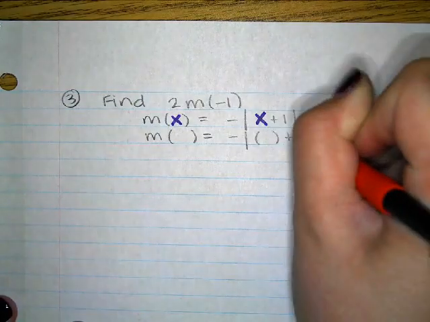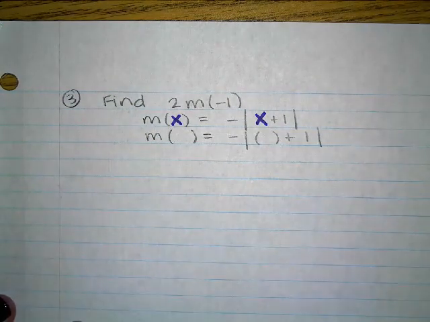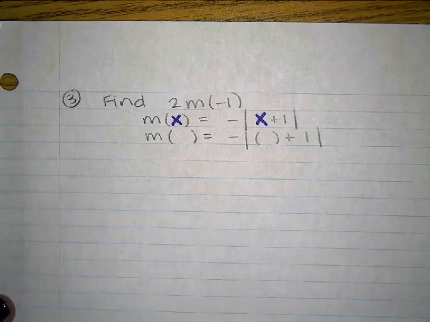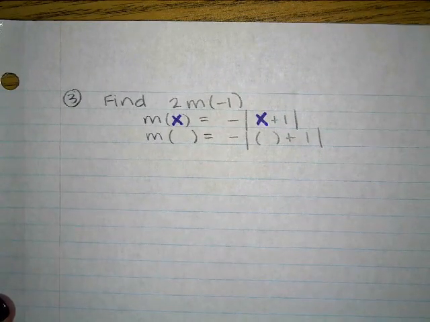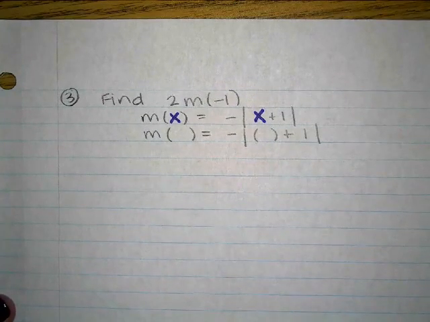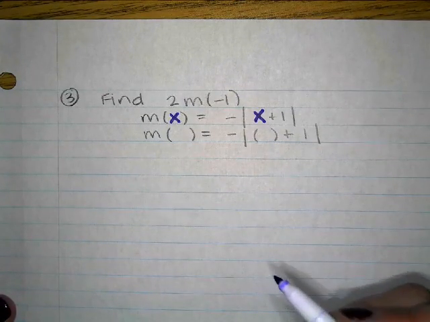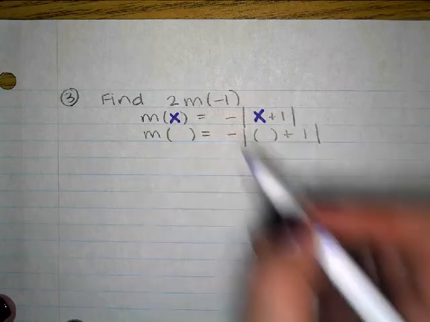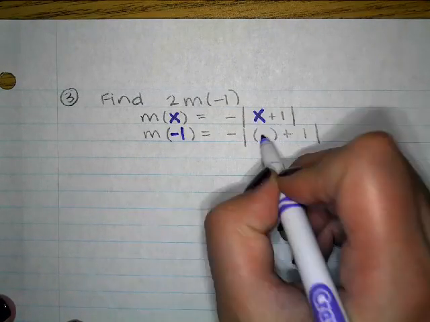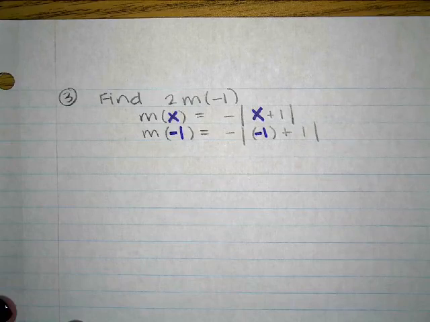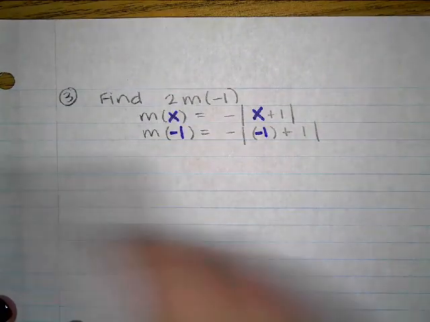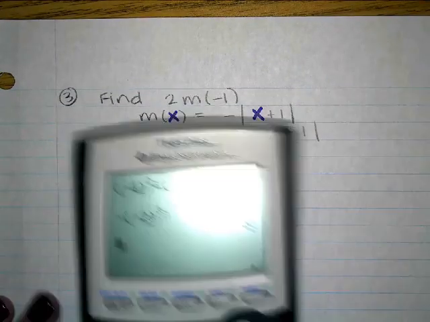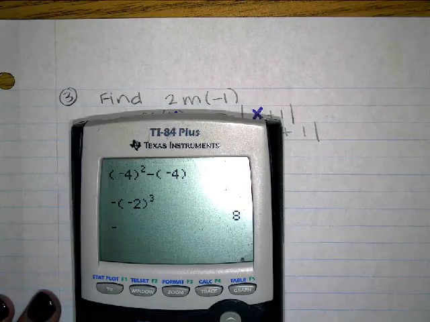Is everybody doing okay with putting their parentheses in? And then what number are we putting in the parentheses? Negative 1. So now I just have to type that in the calculator. So I have the negative version of absolute value of negative 1 plus 1.